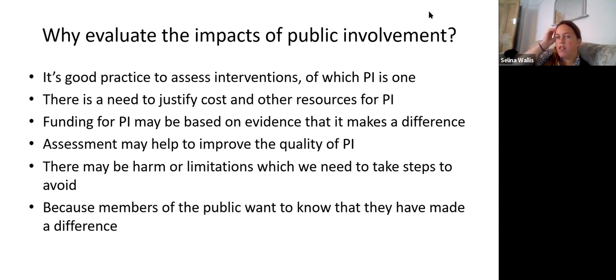And there could also be harm potentially from doing public involvement, whether that's to individuals or to the research itself, like Sean maybe suggested. We need to take steps to avoid that happening. And the last one is quite an important one in a way, because even in the ARC we reimburse members of the public for their time, but a lot of involvement asks people to volunteer their time. People work with us because they want to make a difference, and sometimes it's because they have a condition, or somebody they care about has a condition, that they want to try and improve the quality of life for, but they want to know that their involvement has made a difference.